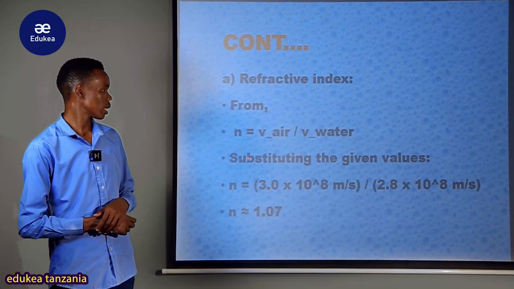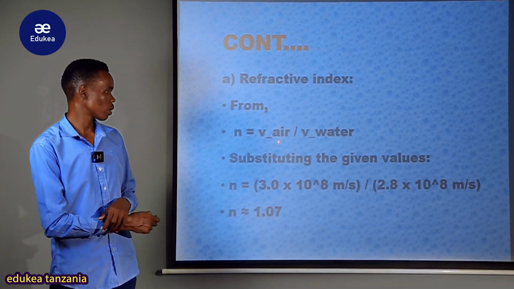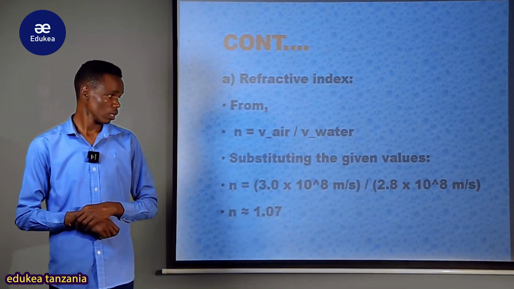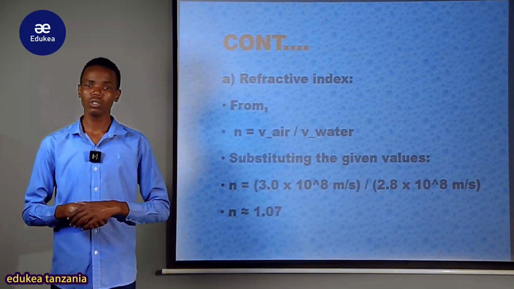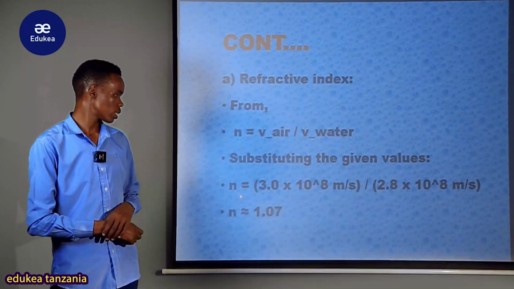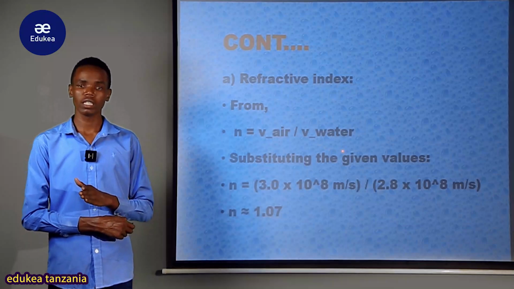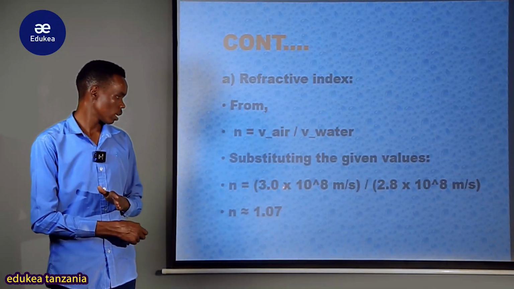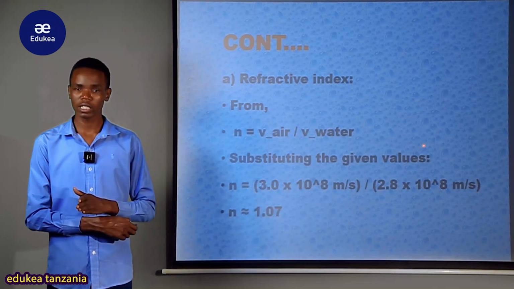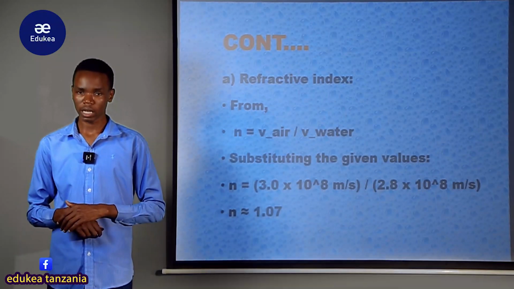As you see here, my dear student, in order to get the refractive index, it is equal to the speed of light in air divided by the speed of light in water. After that, you substitute the values given in your question. Where there is the speed of light in air, we have written 3 × 10^8 meters per second, divided by the speed of light in water, which is 2.80 × 10^8 meters per second.